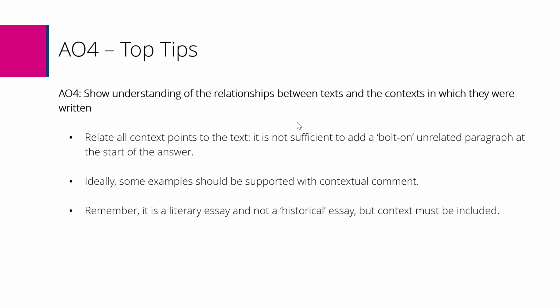So this is a little bit of top tips for AO4. Relate all context points to the text. You know, students have to remember this is, of course, a literary essay. So it's not a history essay. And it's not a bolt-on, unrelated paragraph somewhere in the essay. We don't need to know where Shakespeare was born unless it's absolutely relevant to the point being made in terms of the analysis. Some examples should be supported by contextual comments. So just a few tips there on that.